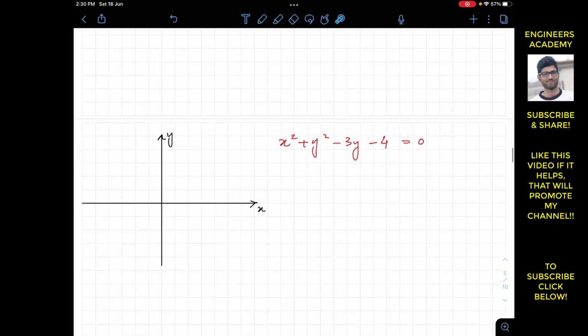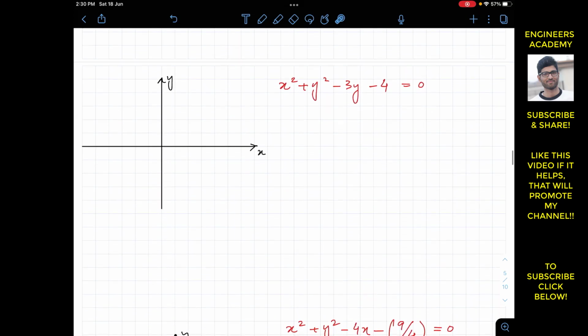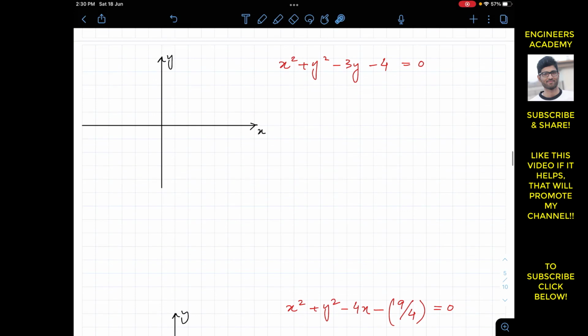Now let's move to the next exercise. The next exercise is x² + y² − 3y − 4 = 0. Now again we need to write the x terms first. So that will be x², and we have only this x² term, so we will write it as it is, and then we will write plus y² − 3y, and then this constant on the other side. So it will become plus 4 on the right hand side.